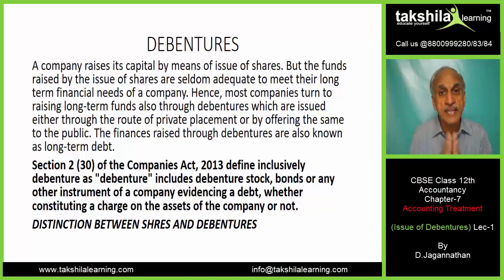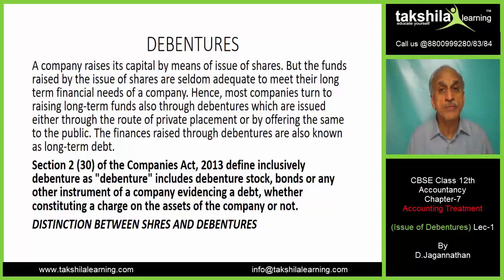Debenture holders will get the fixed rate of interest irrespective of whether there is a profit or not. They will get their interest. Interest is an expense. Whereas preference shareholders shall get their dividend, whatever the rate of dividend fixed, only when the company makes profits.